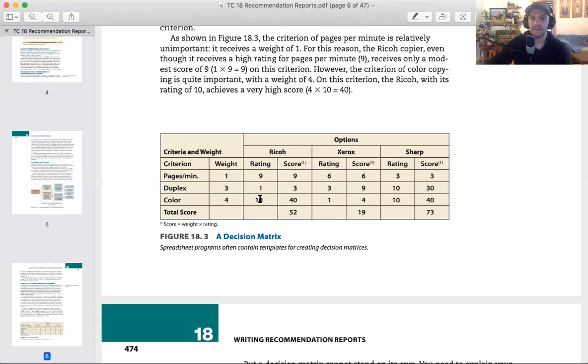And so you can see here that color is rated 10 here and 9 here for pages per minute. That rating is very similar. It's only a difference of 1 point, but because of the way that it's weighted, they do the math here, and suddenly this right here is worth an extra 31 points, right? Instead of just an extra 1 point. And so color is quite important here.